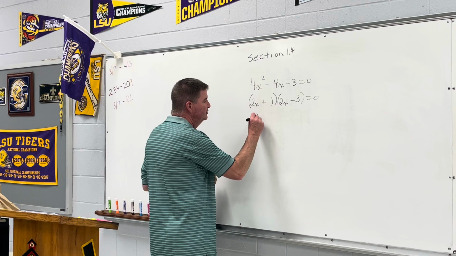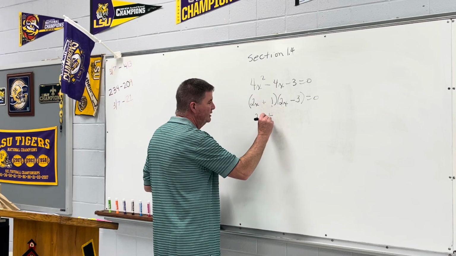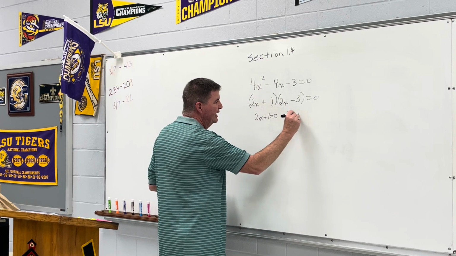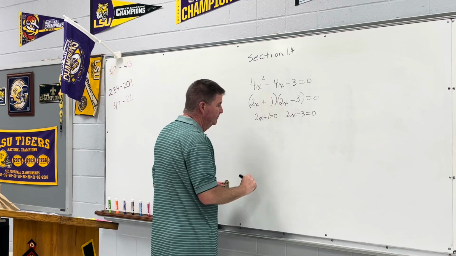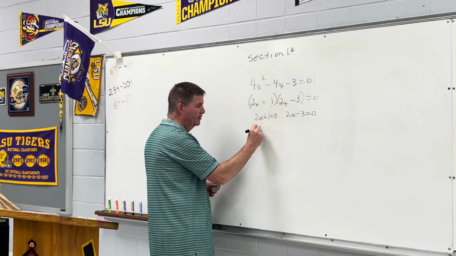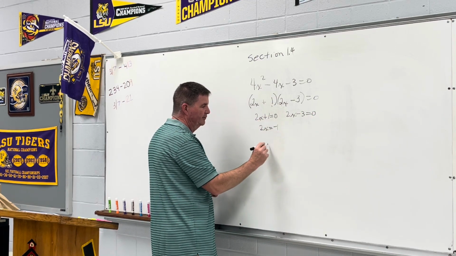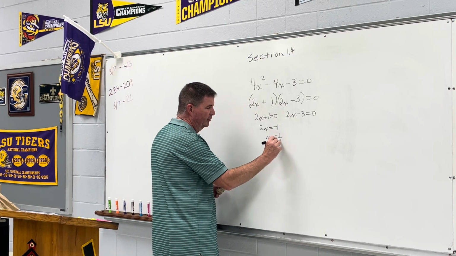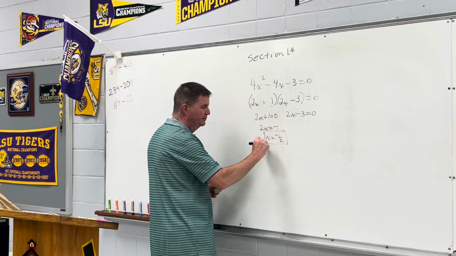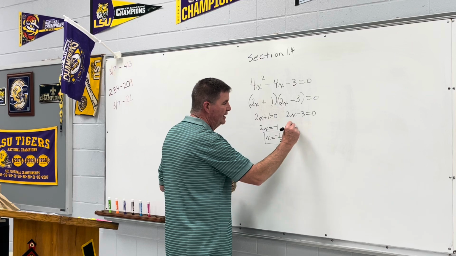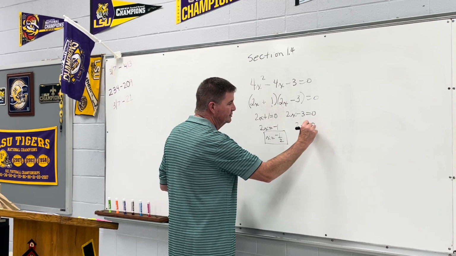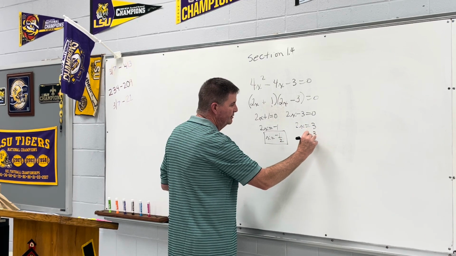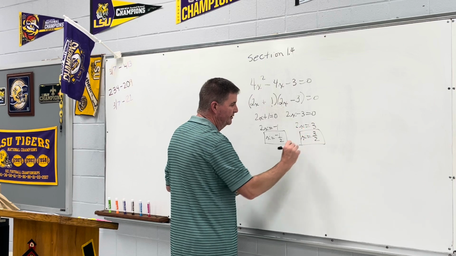So again, 2x plus 1 equals 0, or 2x minus 3 equals 0. For this one, if I bring the 1 across, I get 2x equals negative 1, so x equals negative 1/2. That's one of my solutions. On the other one, I get 2x equals 3, x equals 3/2. That is my other solution.